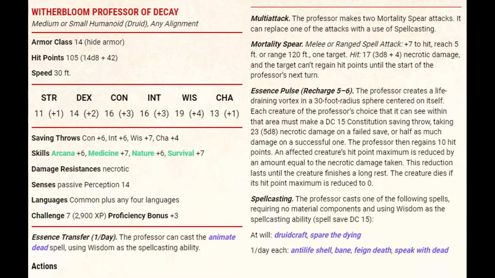And finally, we come with Spellcasting, which has a spell save DC of 15. At will, we cast Druidcraft and Spare the Dying. Once a day, we cast Anti-Life Shell, Bane, Feign Death, or Speak with Dead. The Animate Dead feature gives us a perfect excuse to always run this combat with 4 zombies, because he has Animate Dead. You could also add some skeletons in there, but I think the zombies keep better control of the battlefield, which the Professor of Decay would appreciate.